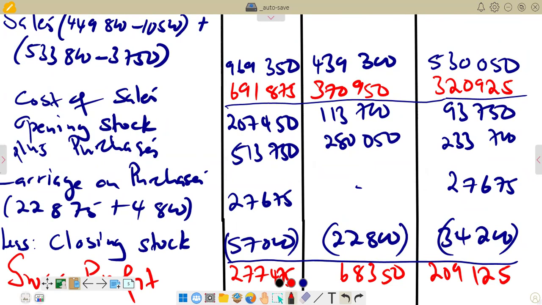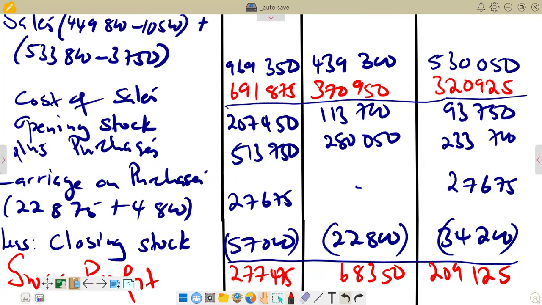Remember, these are positive figures. So what we are saying, if you add the two, 209,125 plus 68,350, you are supposed to get your 277,475. So this is what we have. So we can just continue with our questions.